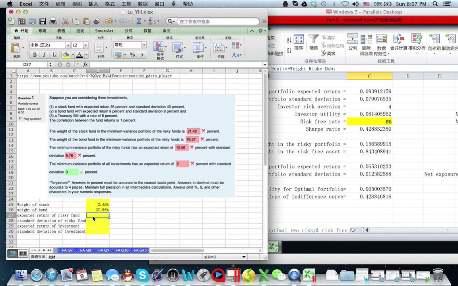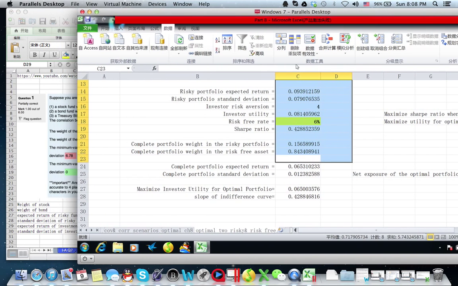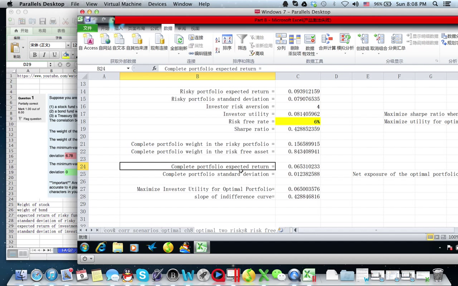And meanwhile, we already have our expected return of risky fund and standard deviation of risky fund, which the expected return will be 9.39%, and the standard deviation will be 7.91%. Then we are going to solve for the minimum variance portfolio of our investments in expected return and standard deviation. So now we are going to work on the complete portfolio expected return and complete portfolio standard deviation.